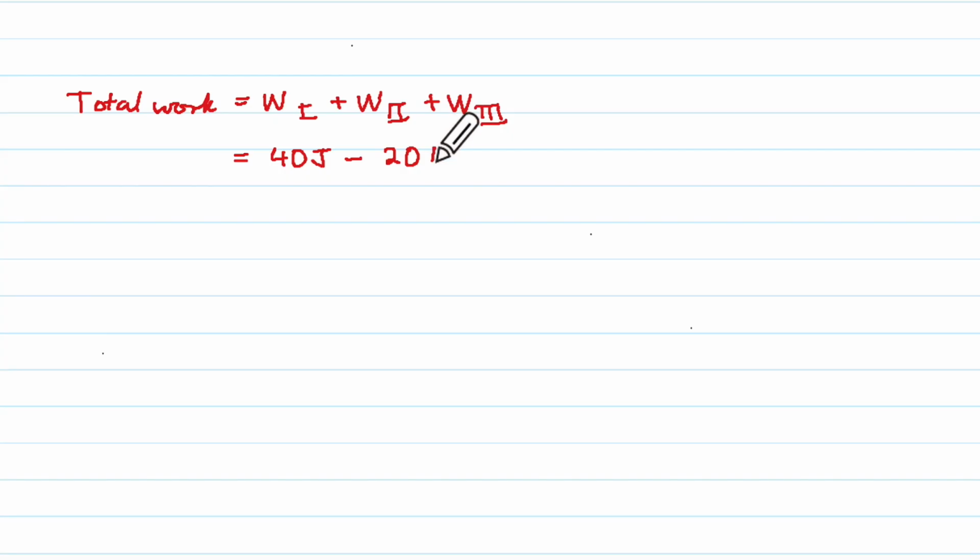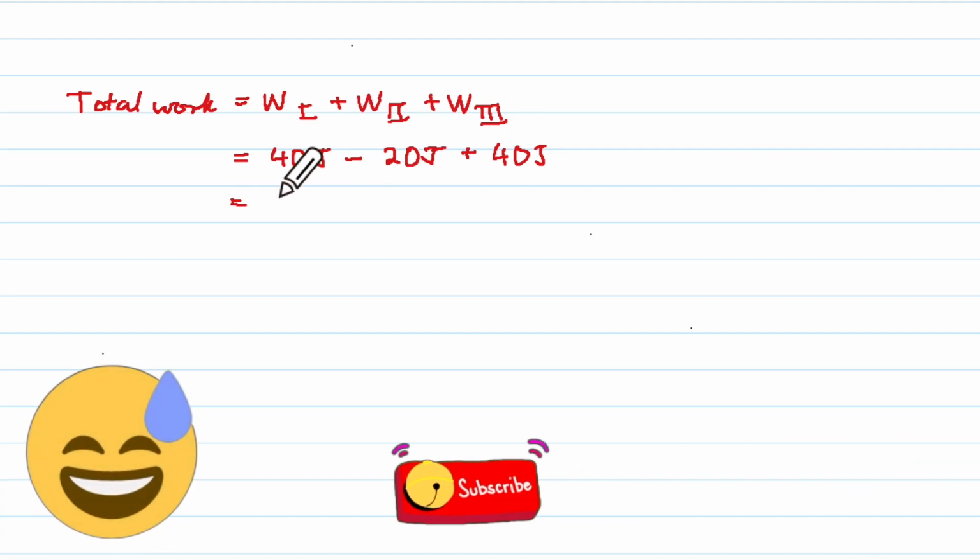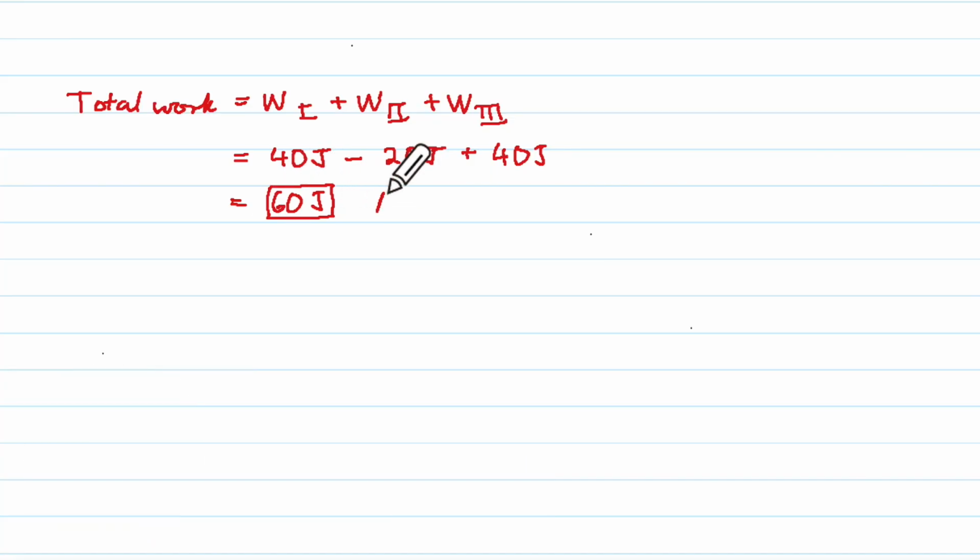So the total work, or the net work done, will be W1 plus W2 plus W3. W1 is 40 joules, W2 was minus 20 joules, plus W3 was 40 joules. So that will be 80 minus 20, which will be 60 joules. And that is our answer.